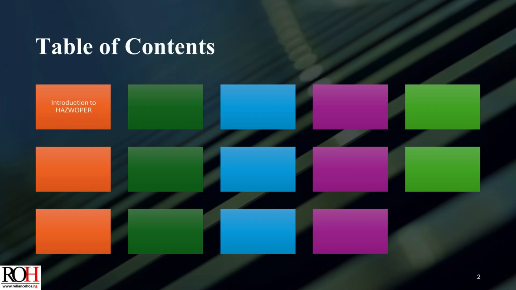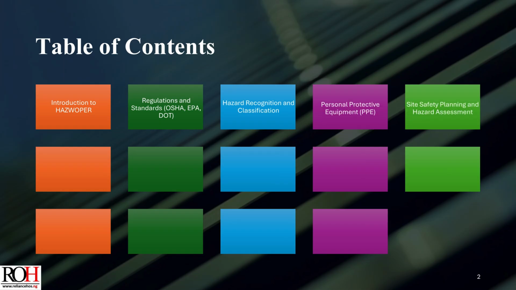Table of Contents. Introduction to HAZWOPER. Regulations and Standards: OSHA, EPA, DOT. Hazard Recognition and Classification. Personal Protective Equipment, PPE. Site Safety Planning and Hazard Assessment. Decontamination Procedures.